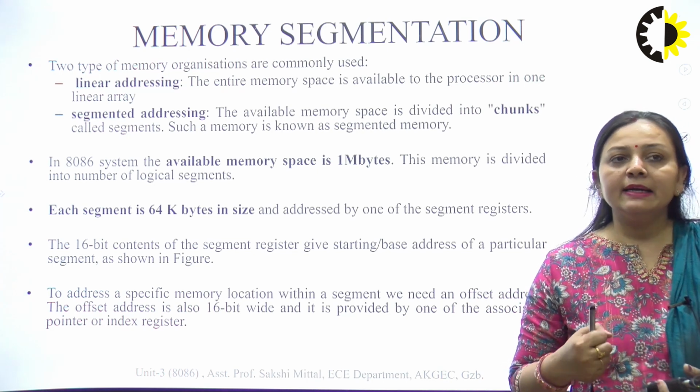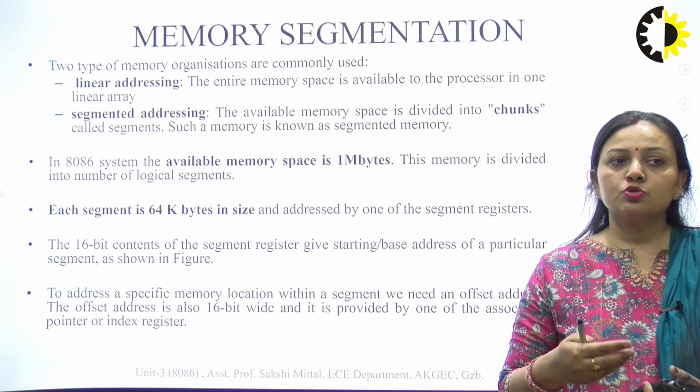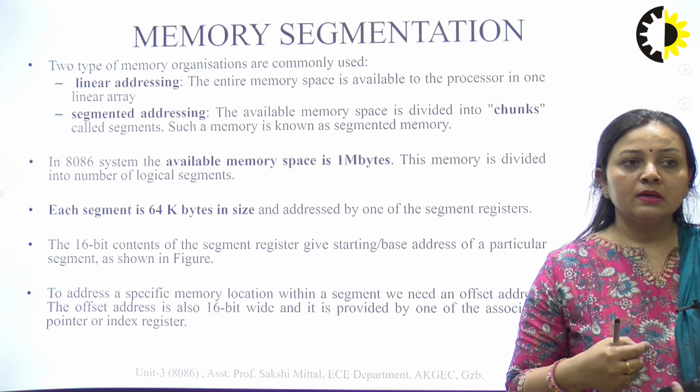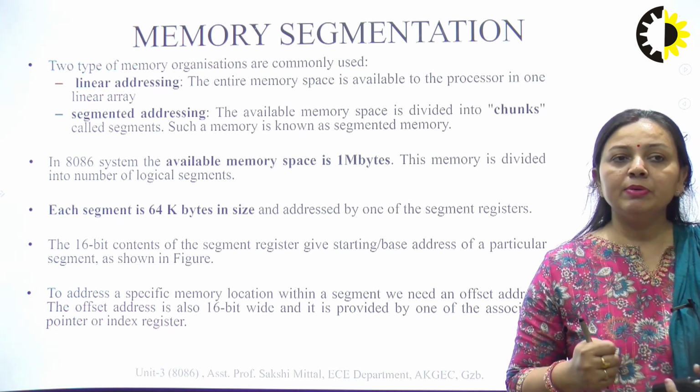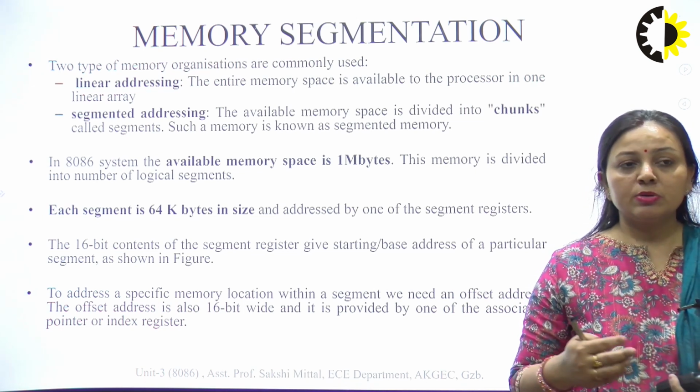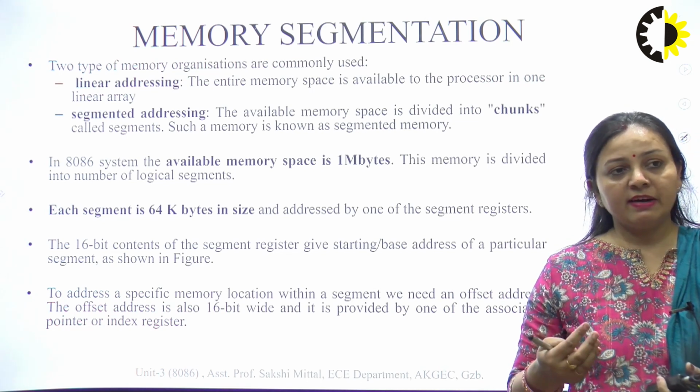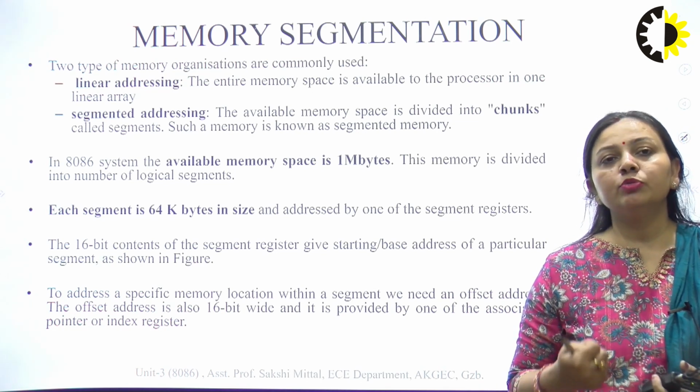8085 used to have linear addressing, but 8086 has segmented addressing. In 8086, the available memory space is 1 megabyte. So the memory is divided into a number of logical segments. But why is the memory divided?